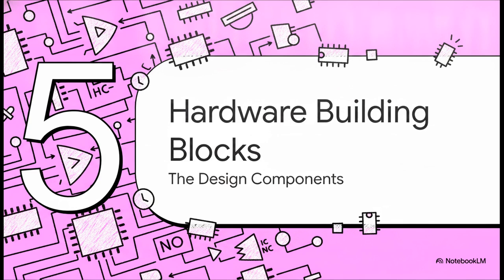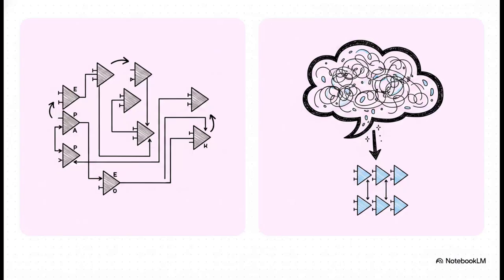What are the actual components of our design? So when you sit down to actually write this code, how do you do it? Generally, you're using two main design styles. Structural design is very explicit. It is literally like drawing a circuit schematic but using text. You instantiate specific logic gates and manually wire them all together.